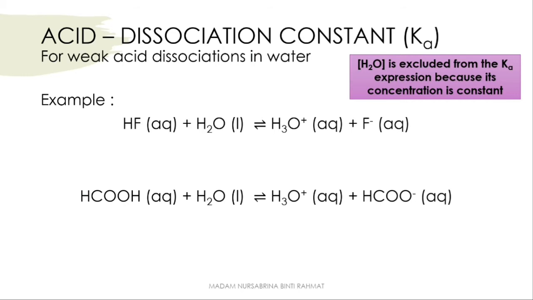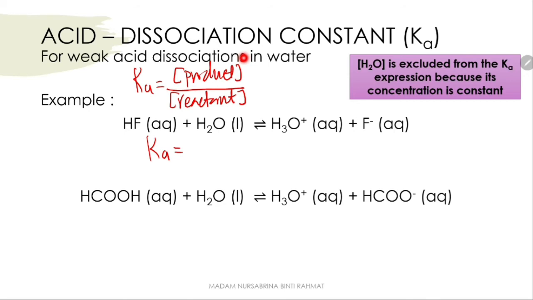Hydrogen fluoride ionized in water forming H3O+ and F−. Your Ka is the product concentration over your reactant concentration, so its expression is exactly the same as in Kc and Kp. So Ka equals H3O+ times F− over HF. Water is eliminated because water is a pure liquid, and a pure liquid has a constant concentration, so it does not appear in any equilibrium constant expression.